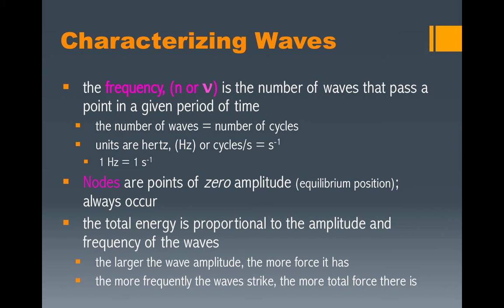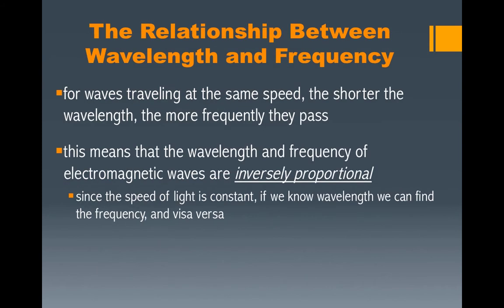The total energy is proportional to the amplitude and frequency. So when we talk about the difference between a gamma radiation wave and a microwave, for example, we're talking really about the frequency and the amplitude. The larger the amplitude, the more force the wave has. Again, the brighter, also, if we're talking about light. And the more frequently the waves strike, the higher the frequency, the more energy it carries.